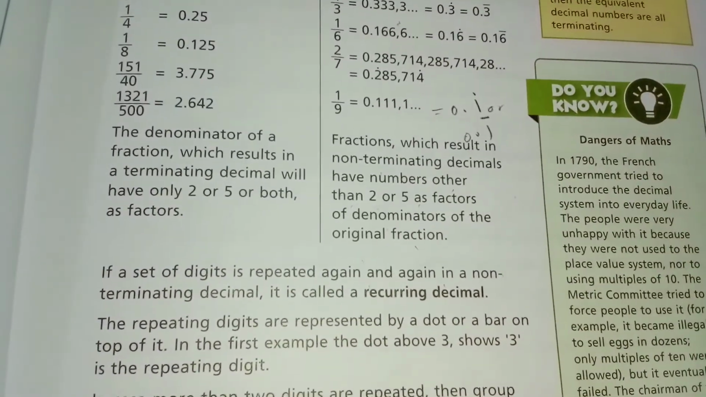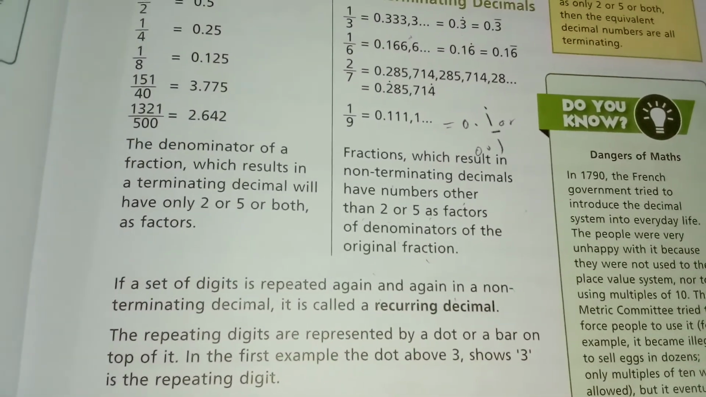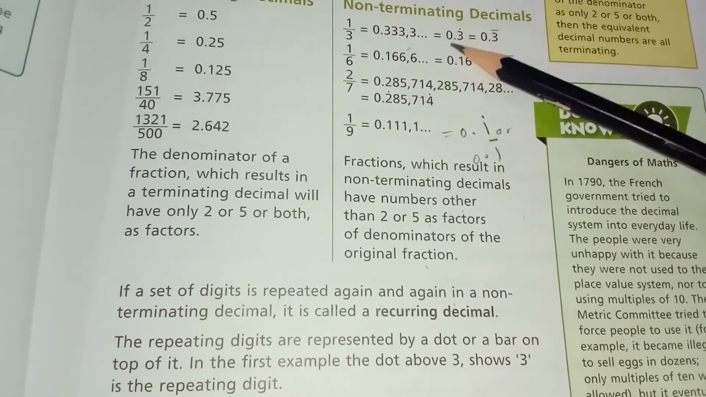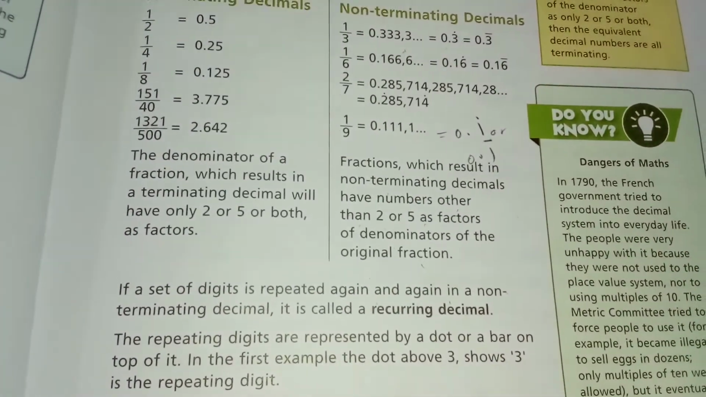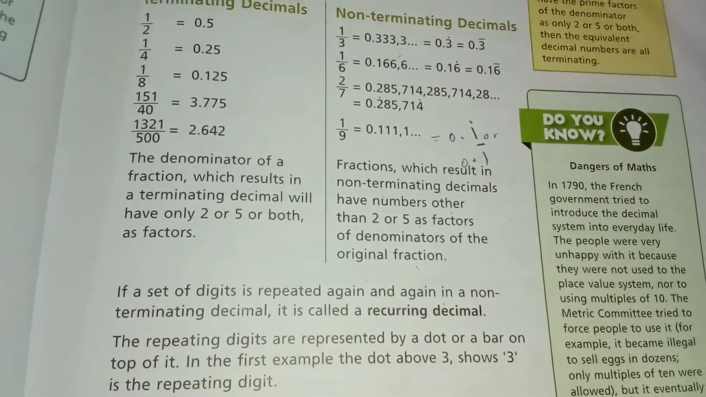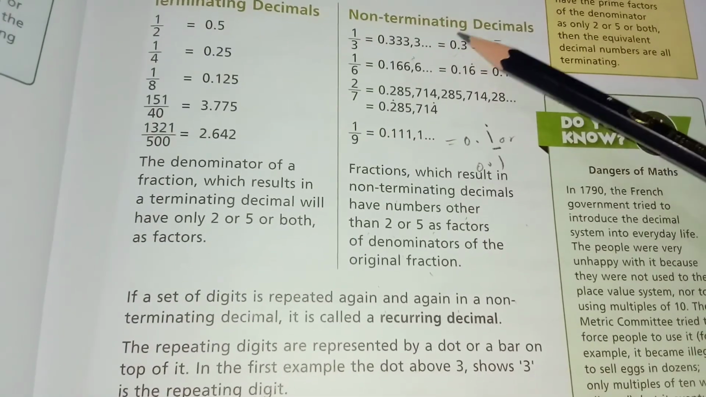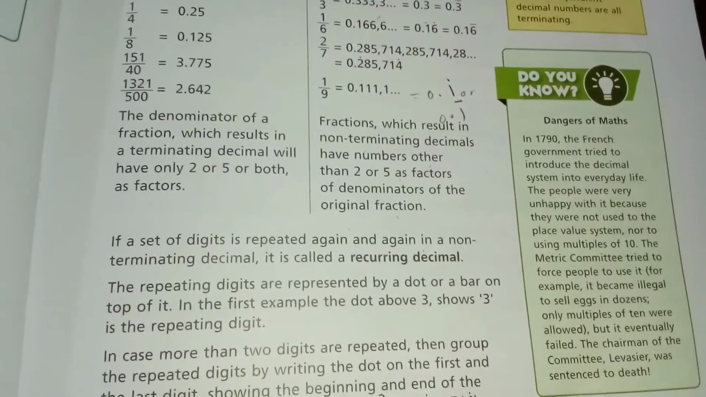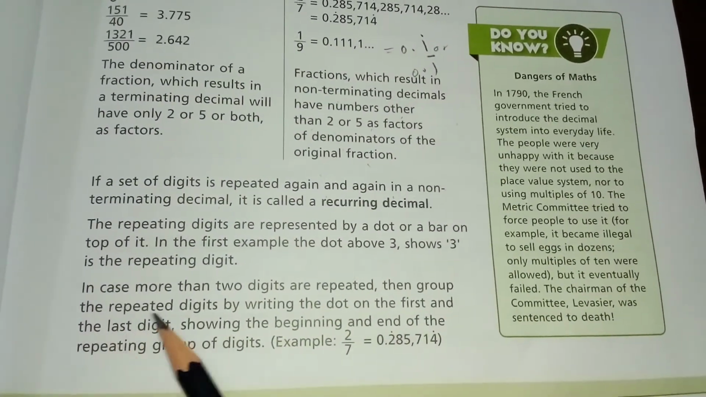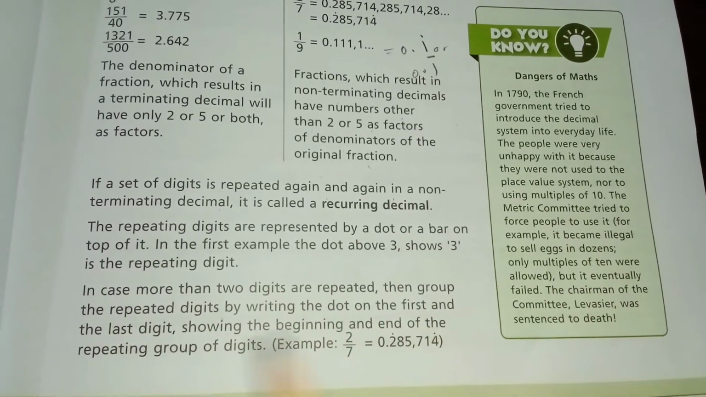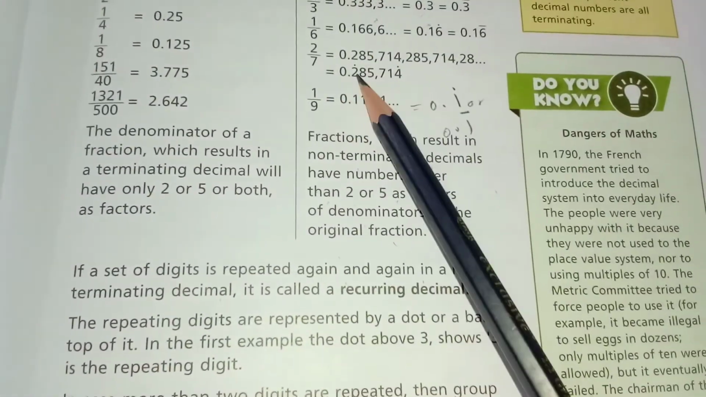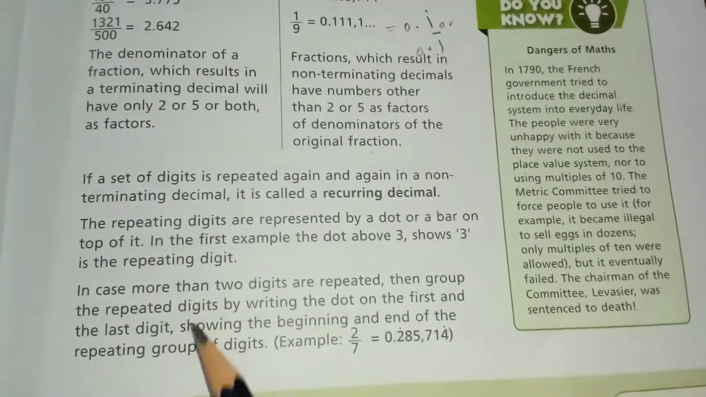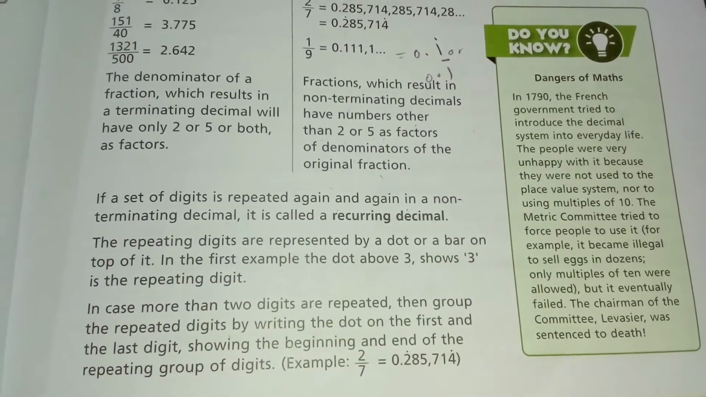The repeating digits are represented by a dot or a bar on top of it. In the first example, the dot above 3 shows 3 is the repeating digit. In case more than 2 digits are repeated, then group the repeated digits by writing the dot on the first and the last digit, as I explained, on a 2 and on a 4, showing the beginning and ending of the repeating group of digits.